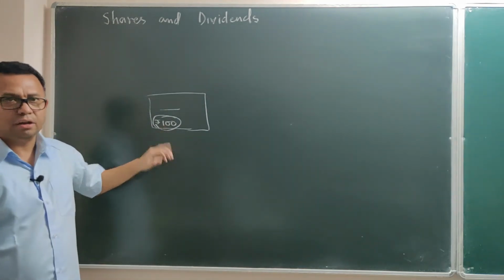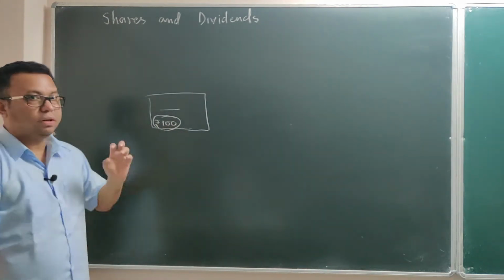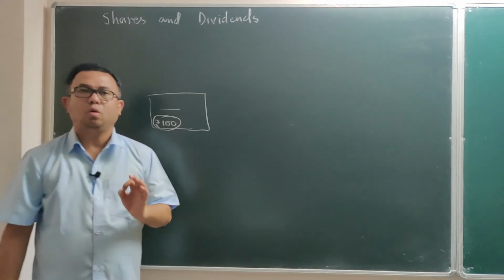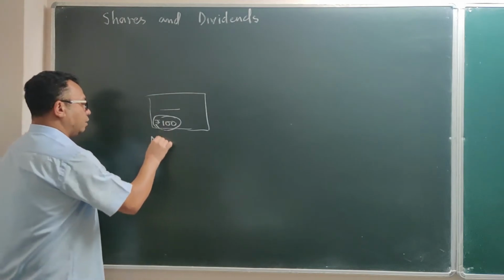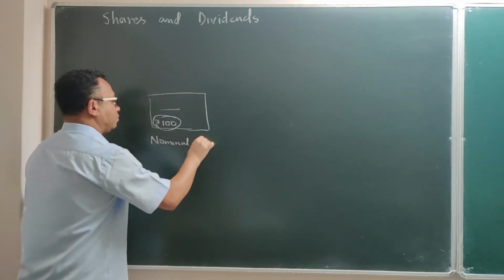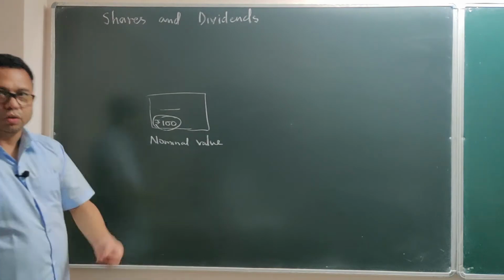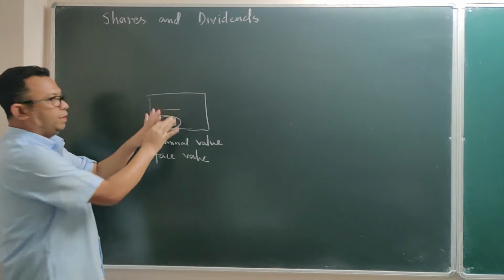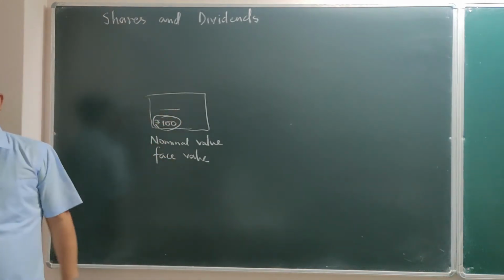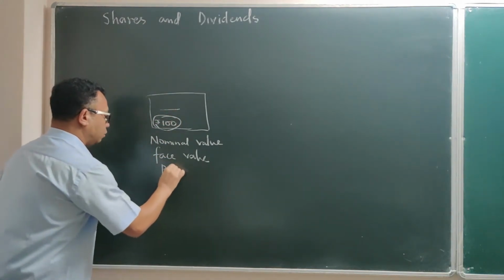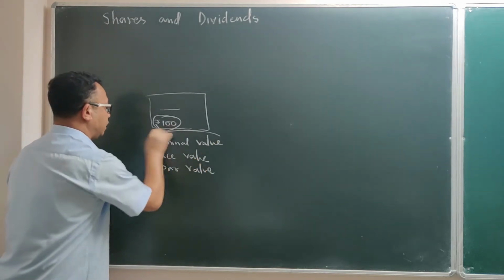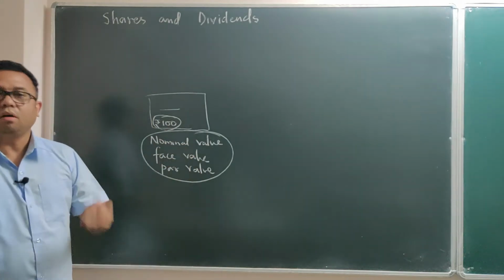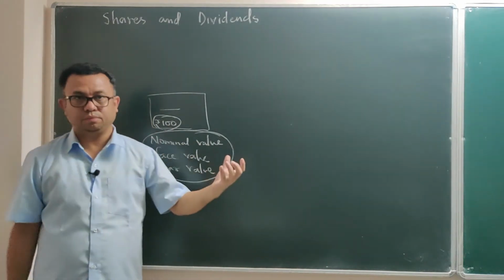Now you'll see later that this value will keep on changing, but this is the original value of the share. And this original value of the share is called the nominal value. This nominal value is also sometimes called face value. Why called face value? Because it is written on the face of the certificate. Sometimes it is also called par value. So it has many names. Don't get confused with the names. All of this means the same: the original value of the share is the par value, nominal value or face value.